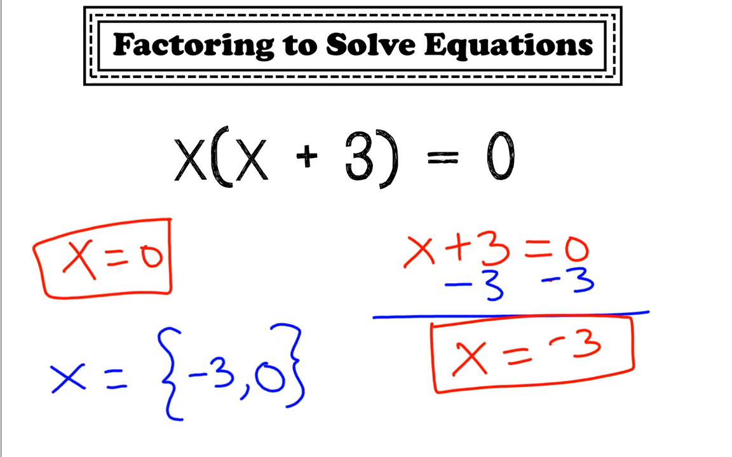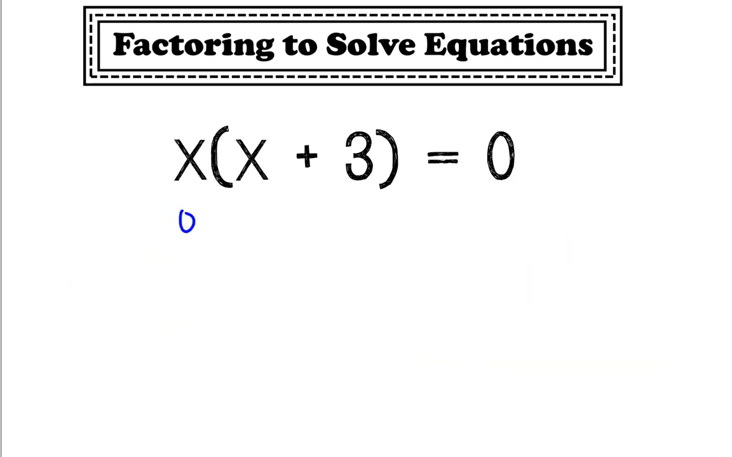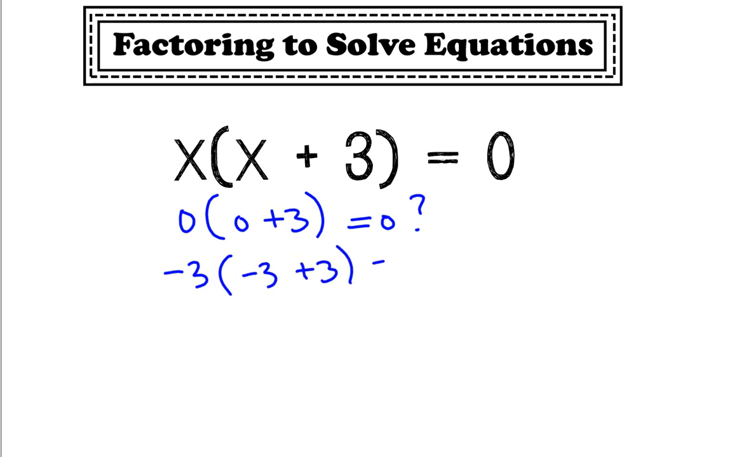You could put the x in the front like this too. Right? So let's just prove that. If I put a 0 here and a 0 here, would that be equal to 0? Yes, 0 times 0 plus 3 is equal to 0. Now what if I put a negative 3 here and a negative 3 there? Would that be equal to 0? Well, negative 3, and then my quantity here would be 0. Yep. So it works.